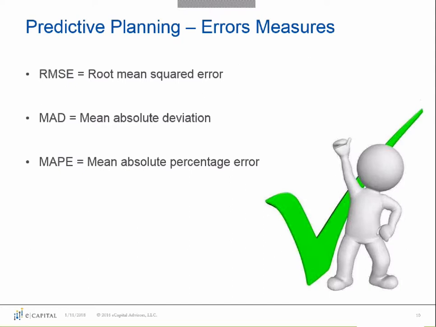Also within predictive planning, you have your error measures, another word for telling you how accurate your prediction is going to be. Your RMSE measures how much error there is between two data sets, comparing the predicted to your observed or historical data. Your mean absolute deviation is the average distance between each data value and the mean, and then your mean absolute percentage error gives that value to you in a percentage. Again, this is expressing how accurate your prediction is going to be.